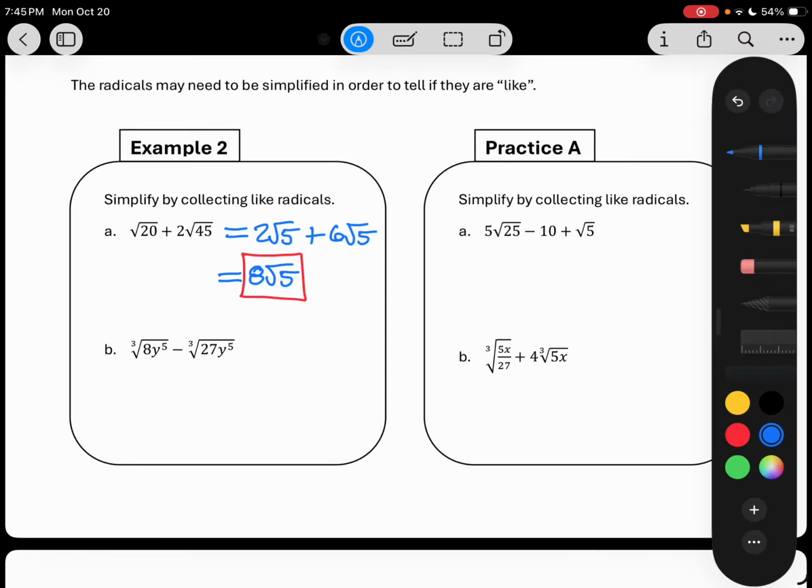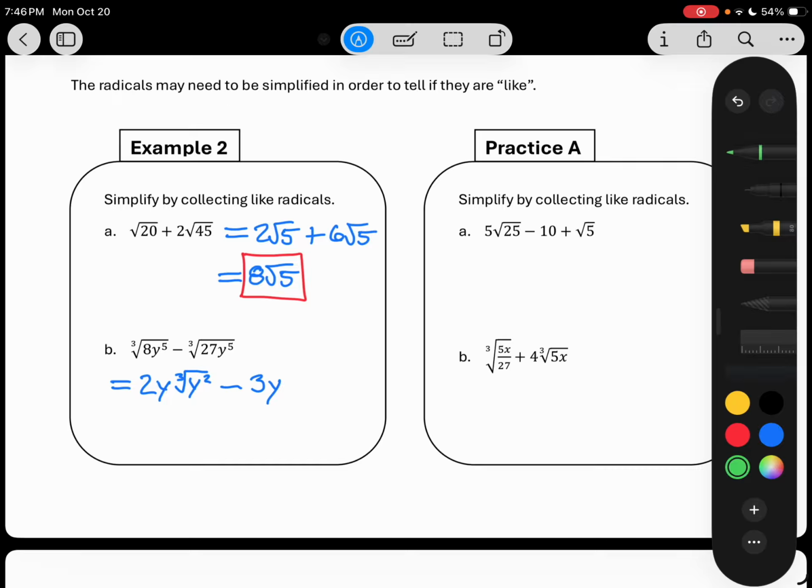The next one, we've got some variables with it now, so it's going to be a little bit more work. We've got the cube root of 8 is 2, and then the cube root of y to the 5th. Well, 3 of the y's will come out of the cube root, leaving you with 1 y, and then you would have 2 y's left over inside. Not the 5th root, but the 3rd root. Then if you look at the next one, cube root of 27, that's a nice root. That would be 3. And same thing, you would have 1 y come out.